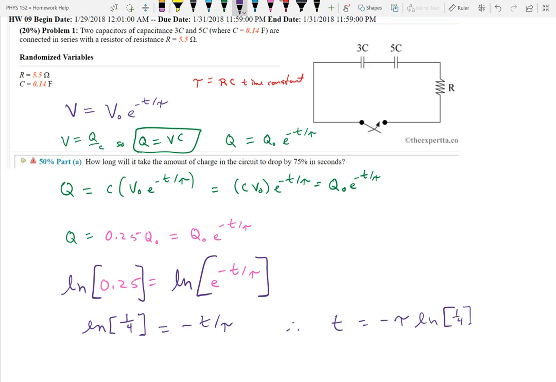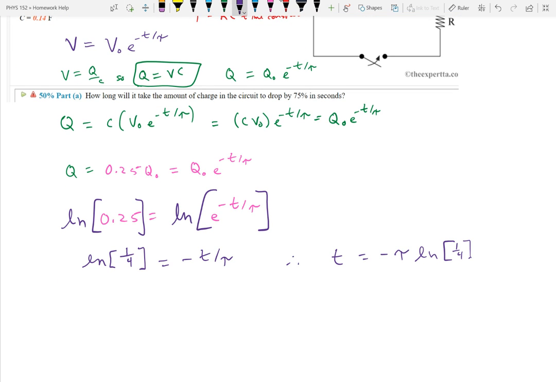Now, just a fun trick to make life easier: natural log of 1/4 is minus natural log of 4. So T is equal to tau natural log of 4. So that's going to be my answer. But what am I missing? The percentage? No, I'm missing tau.